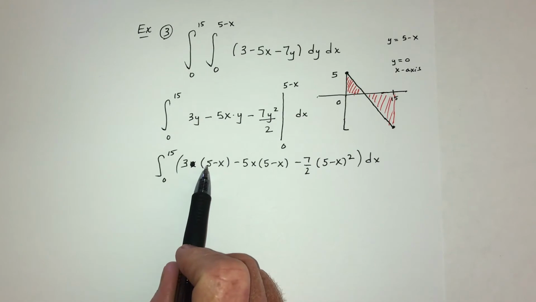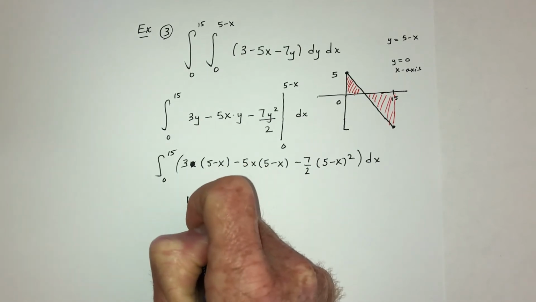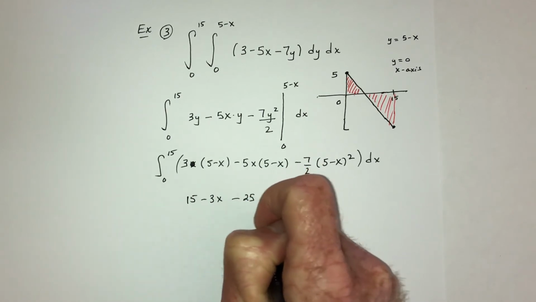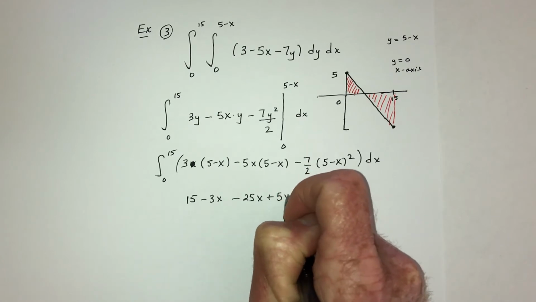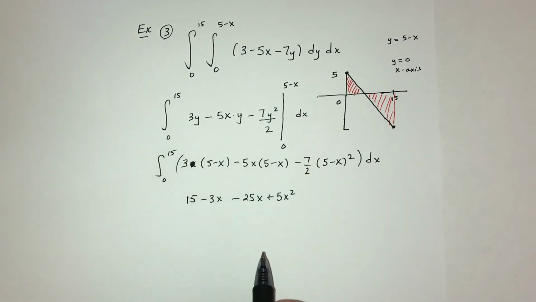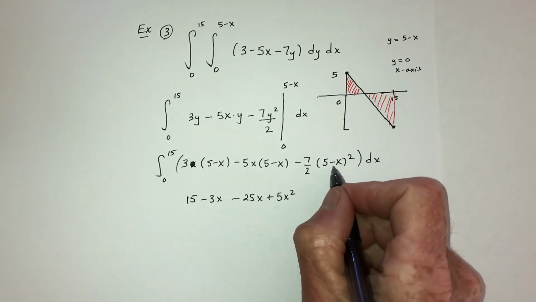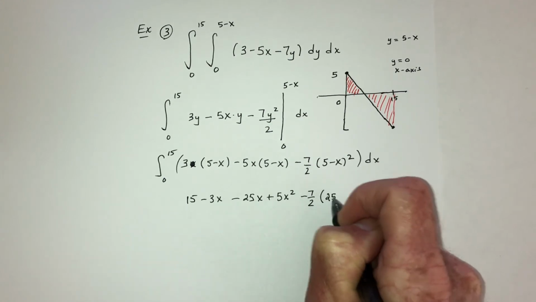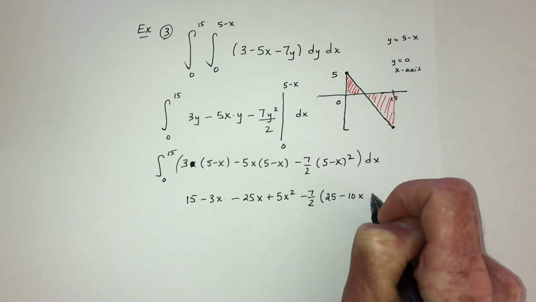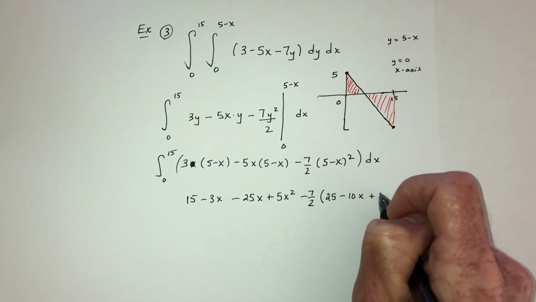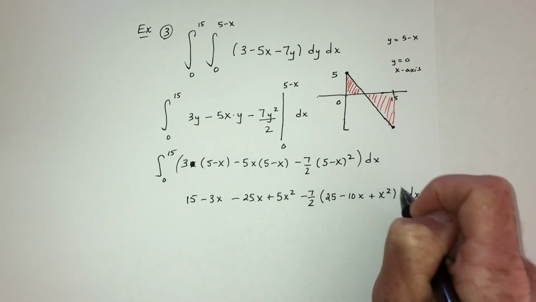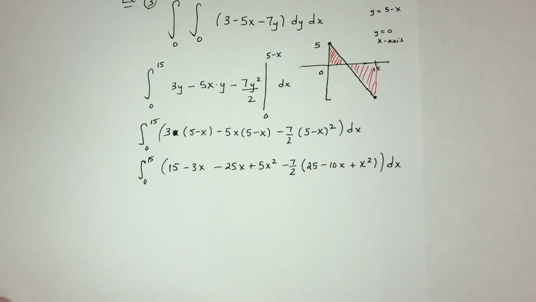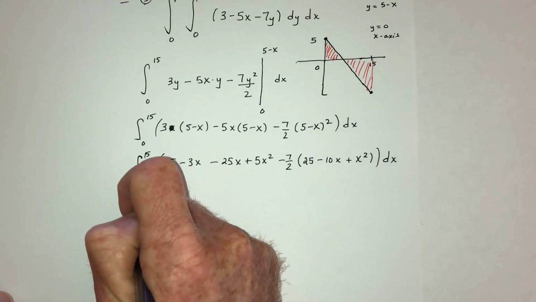So this is going to be 15 minus 3x. This will be negative 25x and then plus 5x squared, negative times negative. And then this will be, oh, I guess I need to square this first. So negative 7 halves, and then 25, the middle term would be negative 10x. And then square a negative x, that's positive x squared. And then combine like terms.